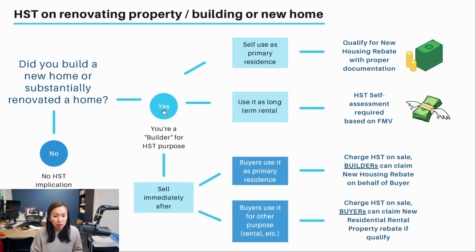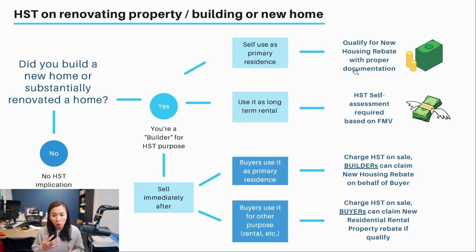And if you are a builder for HST purpose, there are 3 different types of use that you would use your home for afterwards. You may use your new home for primary residence. So you substantially renovated a house and use it as your primary residence. The tax implication is simple. You don't have to pay any HST to the government. You build your own new home, there's no additional HST implication. On the flip side, you might be able to qualify for a new housing rebate with proper documentation.